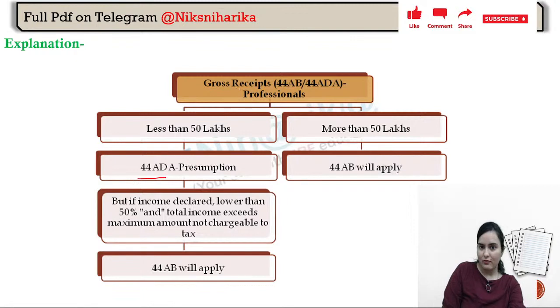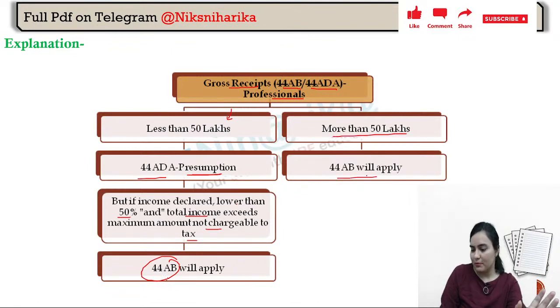You can see where the gross receipt under 44AB or ADA for professionals is less than 50 lakh, so 44ADA presumption will apply. But if the income declared is lower than 50%, basically we have to declare up to 50%, and the total income exceeds the maximum amount not chargeable to tax, then again 44AB will apply. And if more than 50 lakhs, then 44AB will apply. So the limit is 50 lakhs.